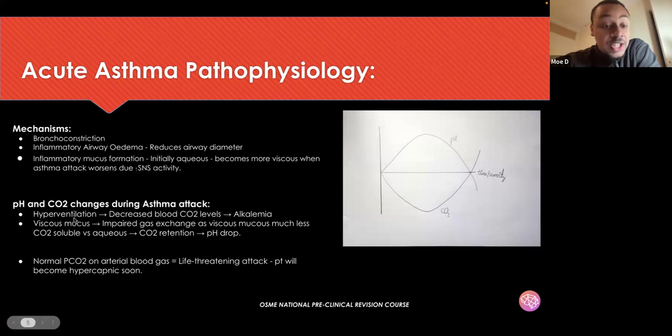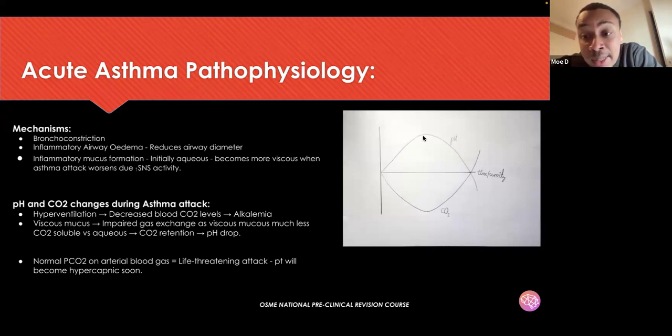So initially, the patient is hyperventilating during the asthma attack, and this is because of the edema, which is stretching the pulmonary tissue, and this is being sensed by receptors in the pulmonary tissue, which causes that hyperventilation. And what happens is you see there's a decrease in blood CO2 levels, and you also see an increase in pH, and this is just a respiratory alkalemia.